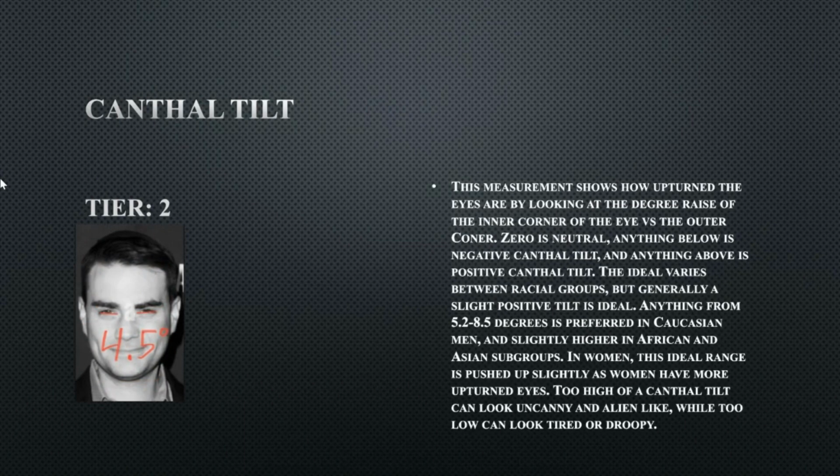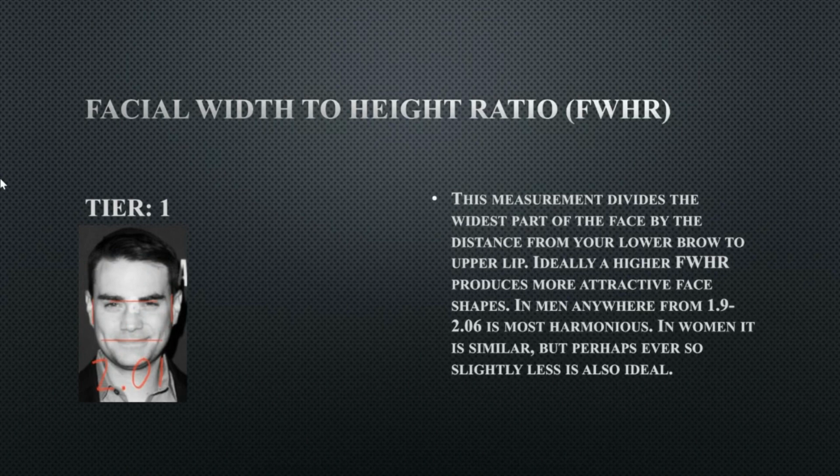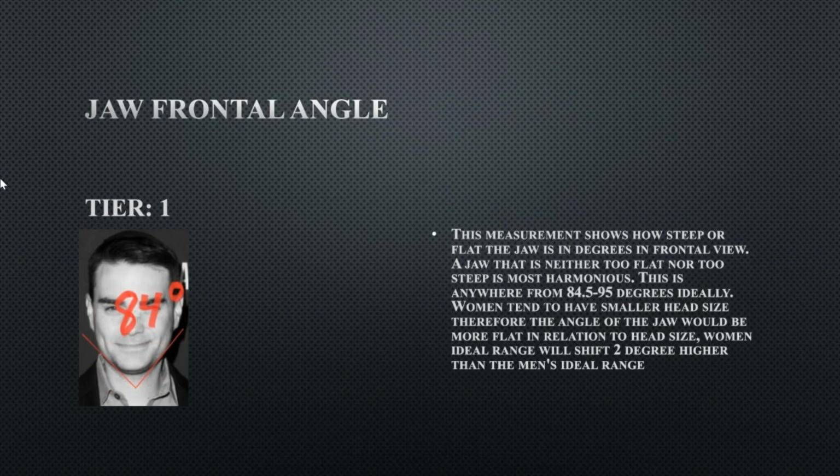His canthal tilt is at a 4.5. This is near to ideal, so this is not bad at all. You do want to have a highly positive canthal tilt to the eyes. This makes your face look more youthful. His facial width to height ratio, so it's FWHR, so how compact is your mid face, and it goes from the eyebrows down to the upper lip, relative to the width of the face, and his is at 2.01, so this is good, and that is within the ideal range.